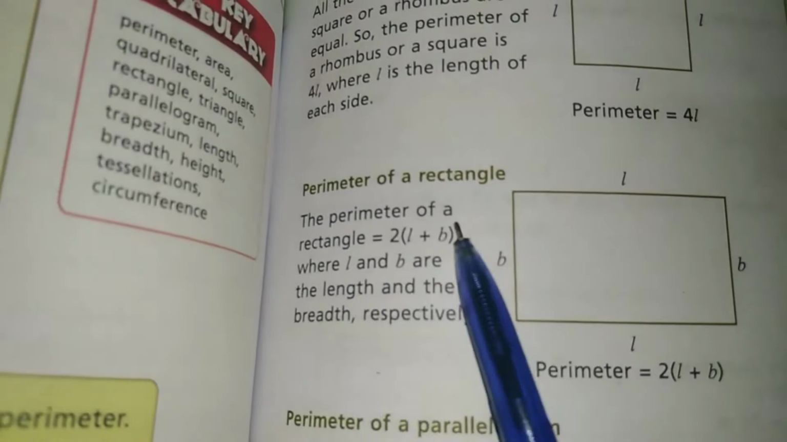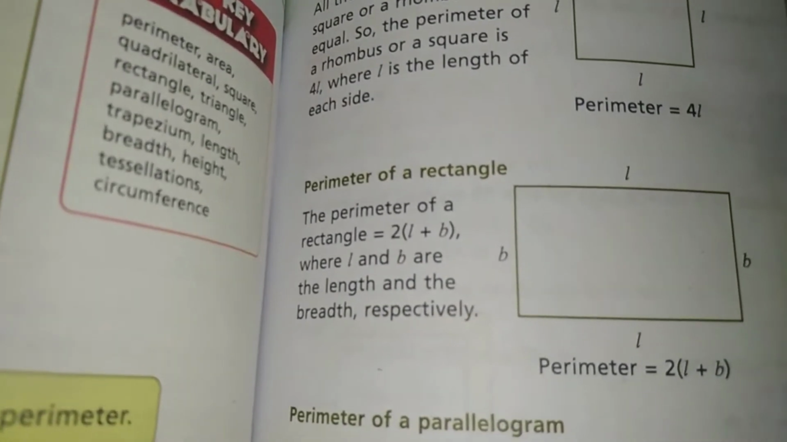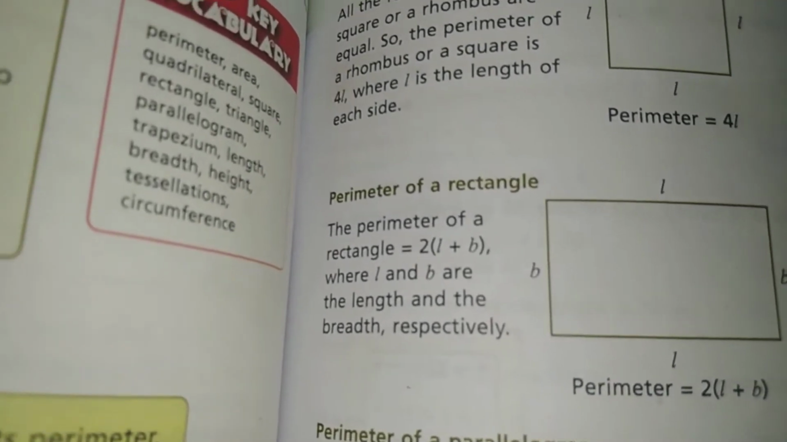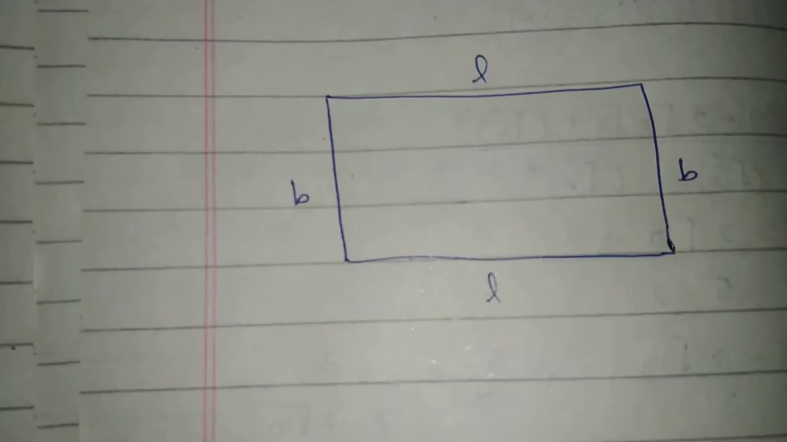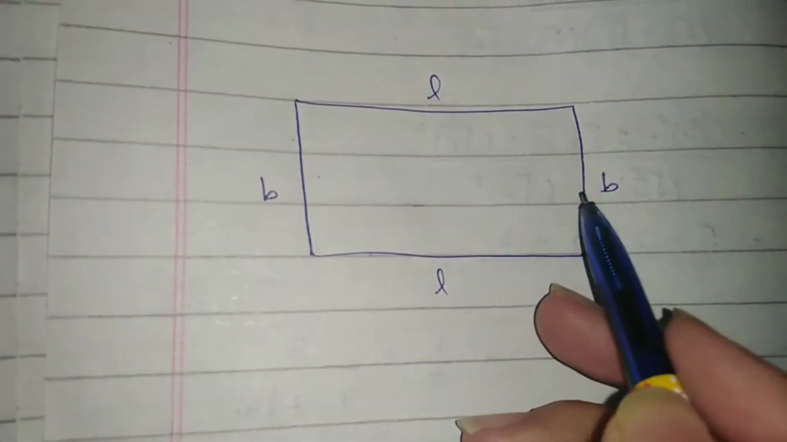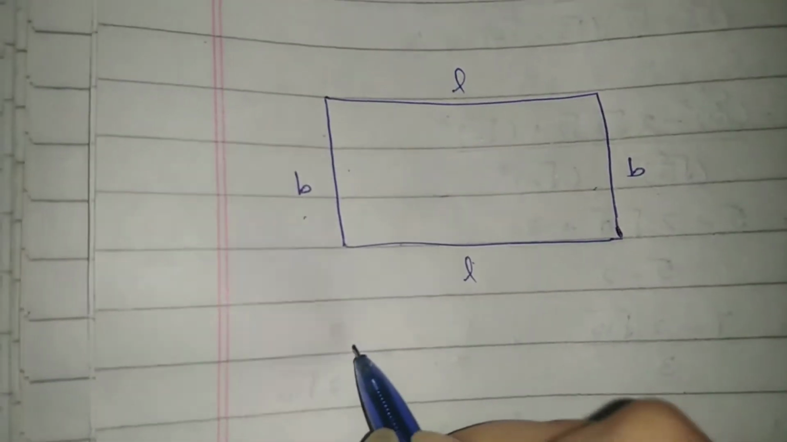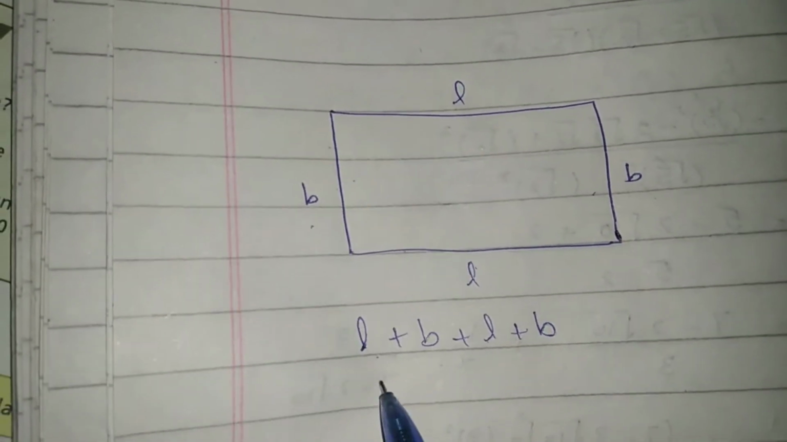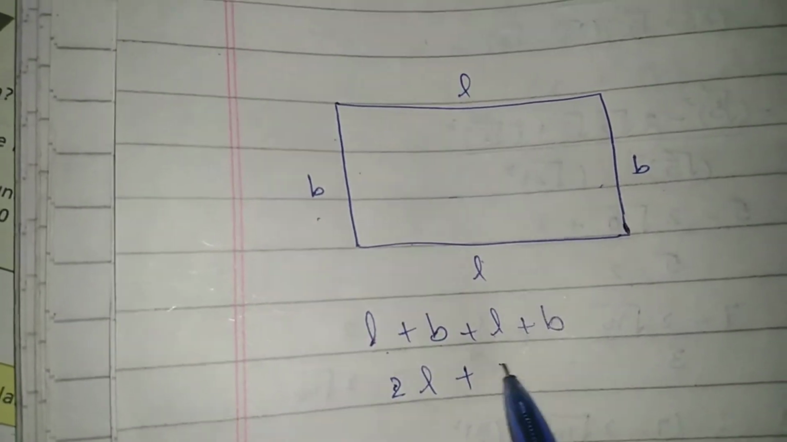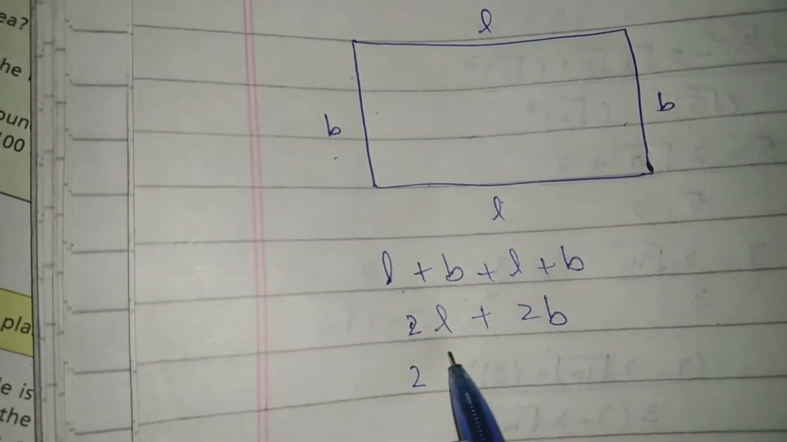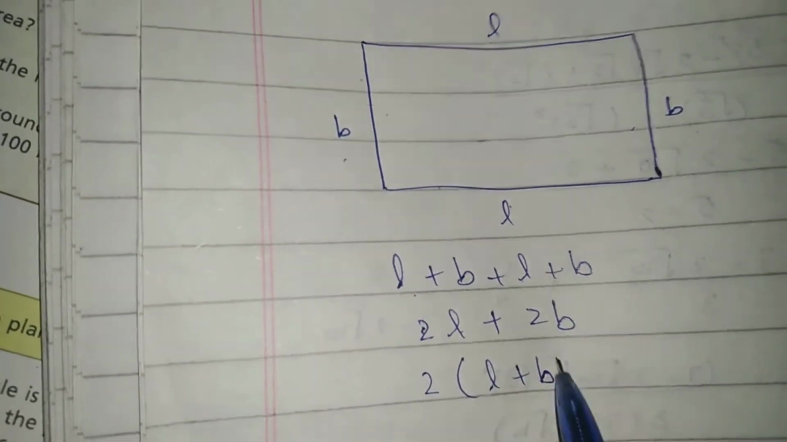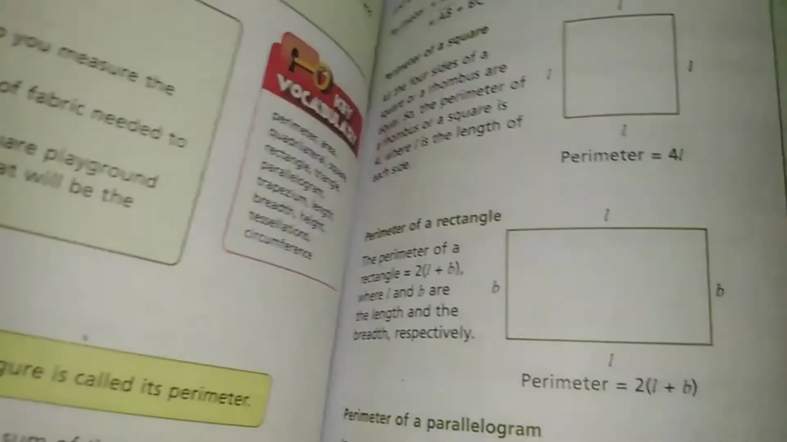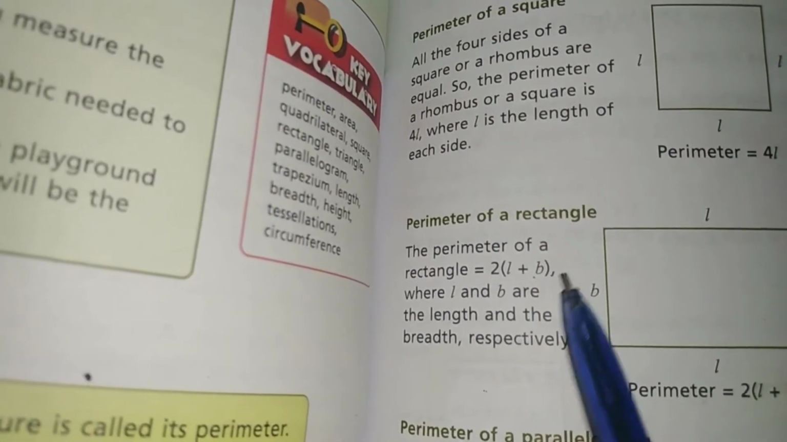Perimeter of a rectangle. The perimeter of a rectangle is 2 into length plus breadth. This is a rectangle and the length is L and the breadth is B. So its perimeter is L plus B plus L plus B. 2 times L means 2L plus 2 times B means 2B. Taking 2 as common, we get 2 into L plus B. So the perimeter of a rectangle is 2 into length plus breadth.